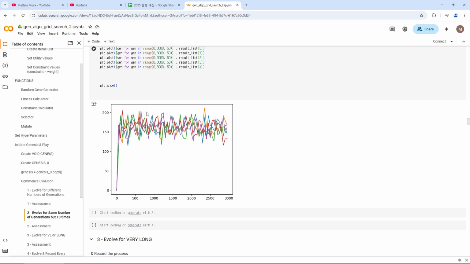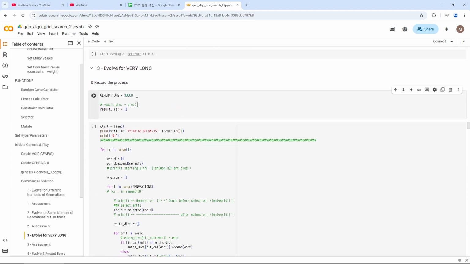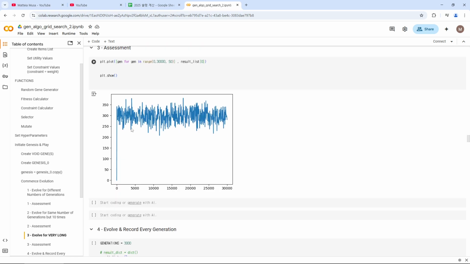So yeah, let's evolve something for a very, very long time, 30,000 generations, and do that once, and here is the plot. Still nowhere close to 600, when we know that 710 is the max.